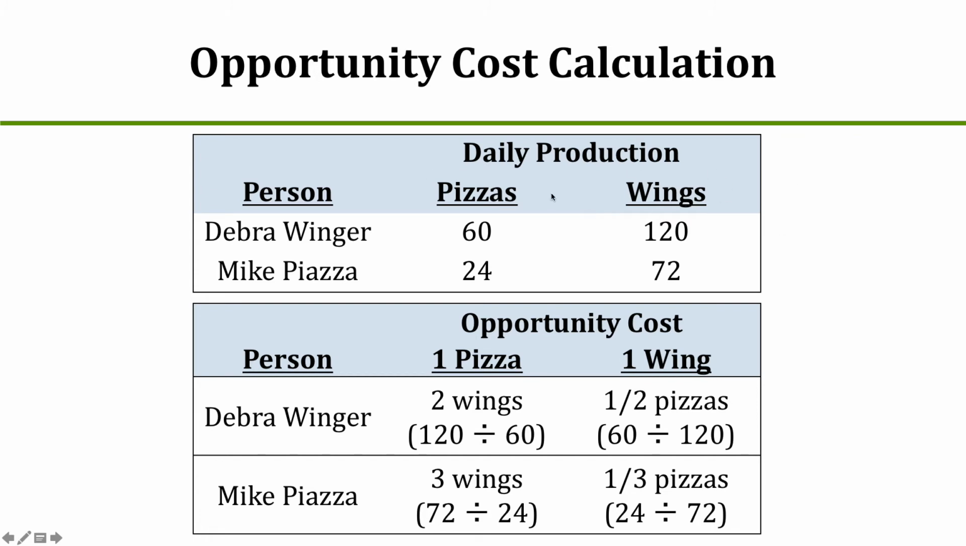You can use this logic, or you can use a second option like that. If the question is asking you the opportunity cost of pizza, put the number of the pizza in the denominator and put the other number, 120, in the numerator. So basically 120 divided by 60 gives me 2 wings. That's the opportunity cost of one pizza for Deborah. And if you make the calculations for the other cells, you will get that the opportunity cost of one pizza for Mike is 3 wings, and the other numbers as well.